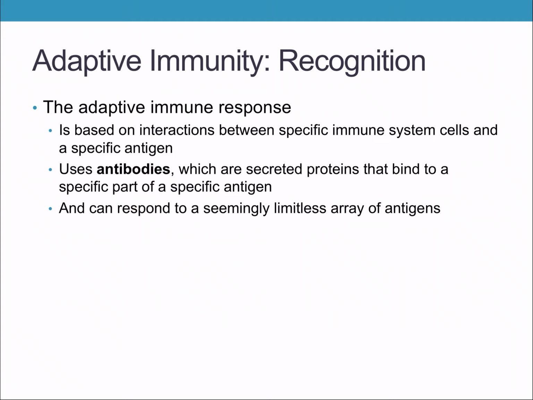So one form of adaptive immunity uses antibodies, which are secreted proteins that bind to an antigen. So remember, the antigen is on the invading cell, and the antibodies are going to then bind to those antigens when they're produced. Okay? The adaptive immune response can respond to a seemingly limitless array of antigens. So if there's an antigen the body can come into contact with, it can produce antibodies to it. From what we can understand, a healthy immune system is very robust and can very much respond to any invader, old and new.